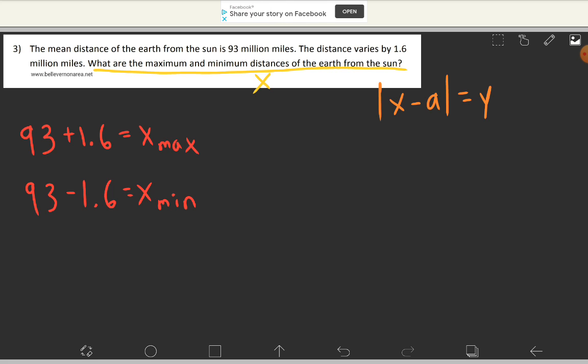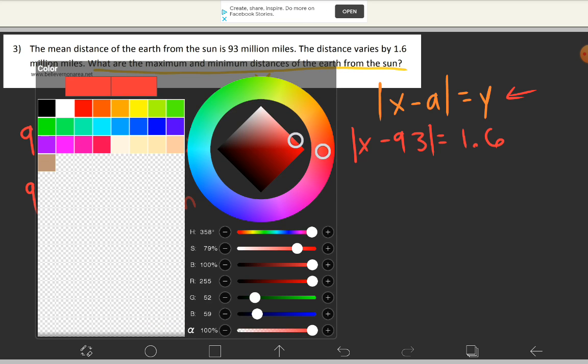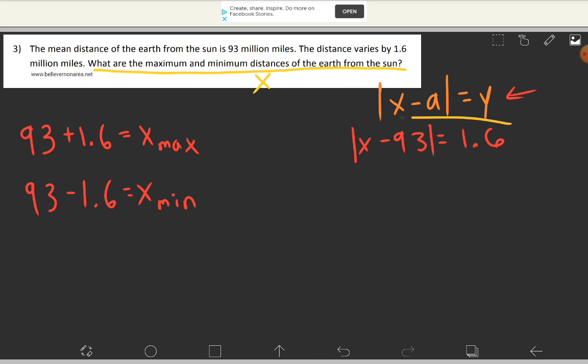And now to match our standard equation over here, I'm going to rearrange the equation a little bit. So I'm going to subtract 93 on both sides and get x minus 93 equals 1.6. And since distances are always positive, we're going to put the absolute value signs. So this is our equation we're going to use to solve this problem.